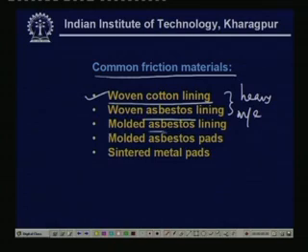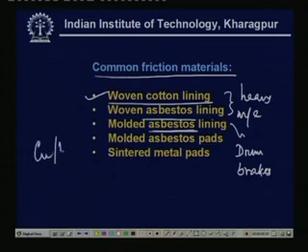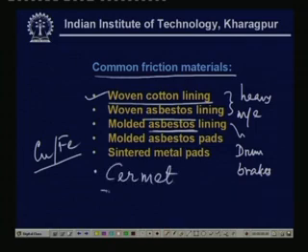Then molded asbestos lining, here we can have some metal also. This may be used for the normal drum brakes. Then molded asbestos pads or sintered metal pads, here we have the sintered metal, normally copper or iron, and this has to be sintered. We can have some cermet, where instead of metal we can have some ceramic components also. This is very much used nowadays. So, these are different friction materials.